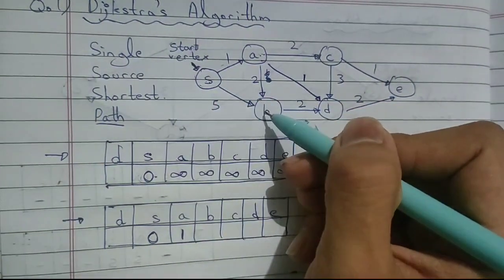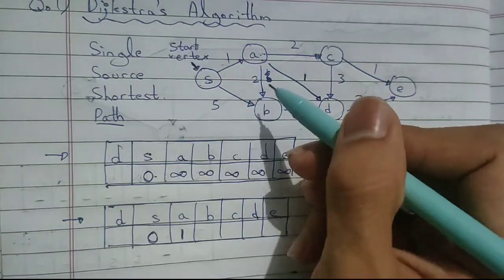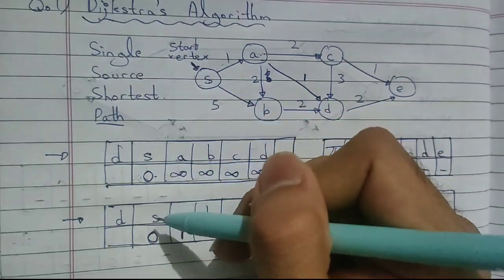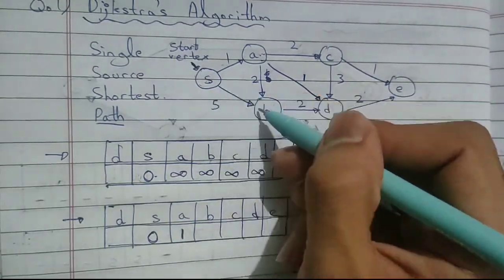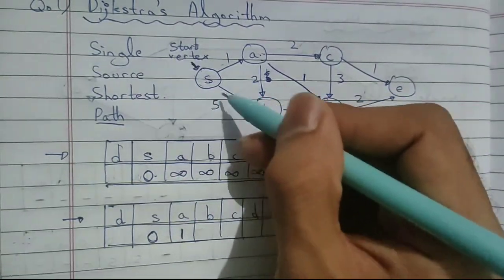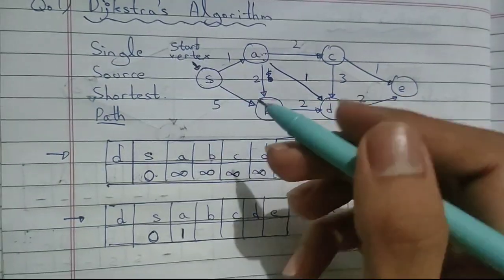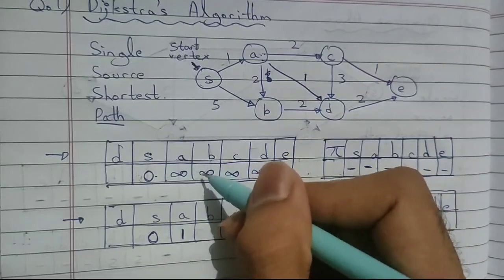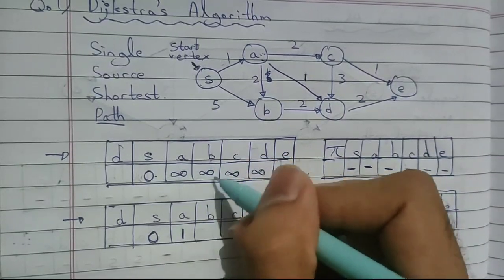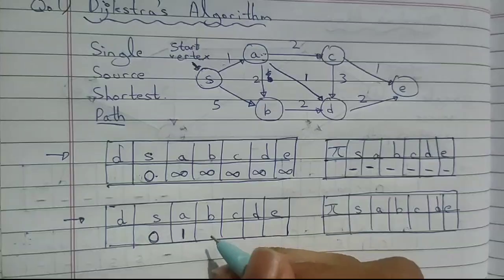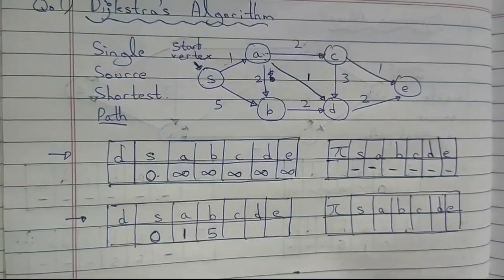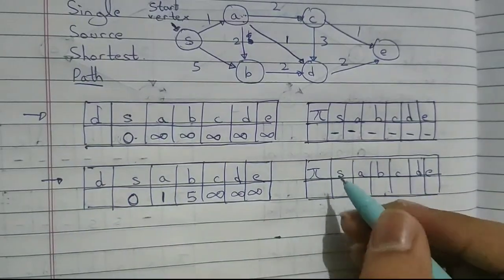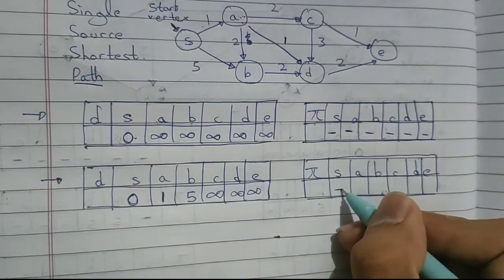Now let us have a look at B. If you want to traverse from S to B, what is the total distance you need to travel? The total distance is the distance taken to reach the start vertex, which is 0, plus the weight of the edge. The weight of the edge is 5, so 0 plus 5 is 5. Now we check in the distance table whether 5 is less than the current distance value. The current distance value is infinity and 5 is obviously less than infinity, so we shall update that here too. And the rest will be infinity, infinity, infinity.